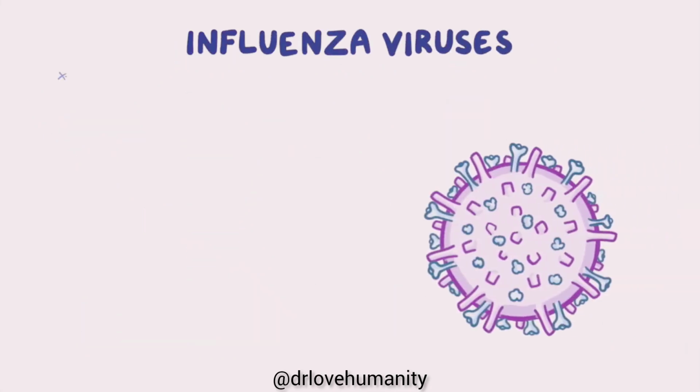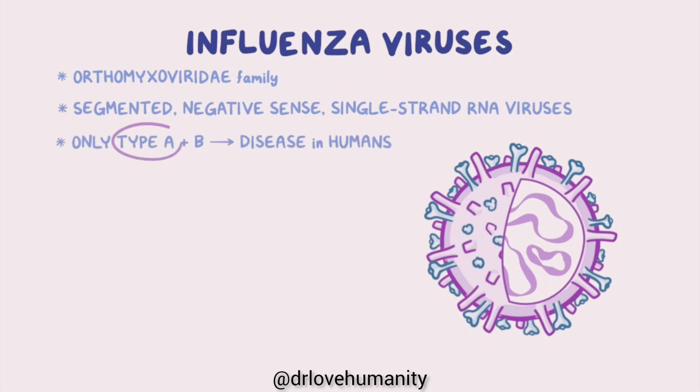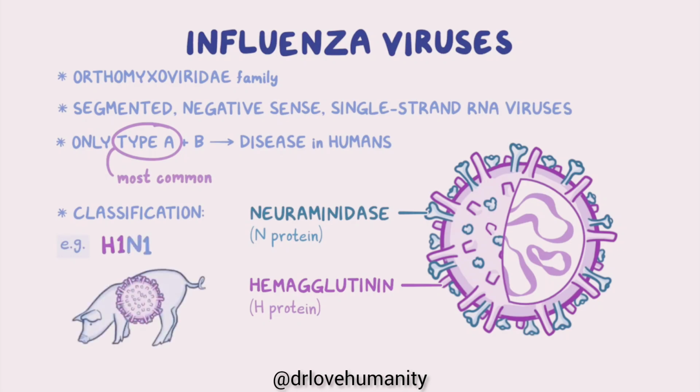Influenza viruses belong to the orthomyxoviridae family. They're segmented, negative-sense, single-stranded RNA viruses. Only types A and B cause disease in humans, with type A influenza viruses being the most common. Influenza viruses are classified based on two surface proteins, hemagglutinin, or H protein, and neuraminidase, or N protein, of which there are many different types. So, for example, the H1N1 virus that causes swine flu has H protein type 1 and N protein type 1.